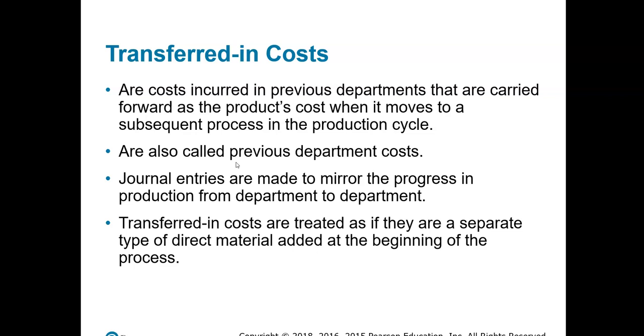And then also, it represents multiple departments. It represents every department or every process before ours. Now, journal entries are made to mirror the process in the production from department to department. They are treated on our production report. We're just simply going to treat them as a separate type of direct material added at the beginning of the process. And that's just so we can keep track of them separately, but yet add those on to our current department costs.